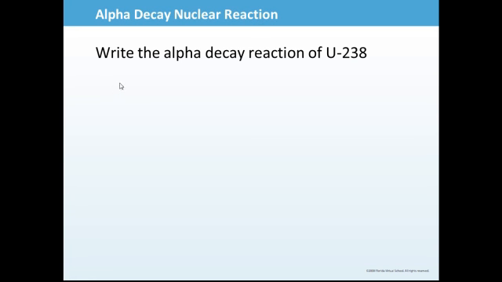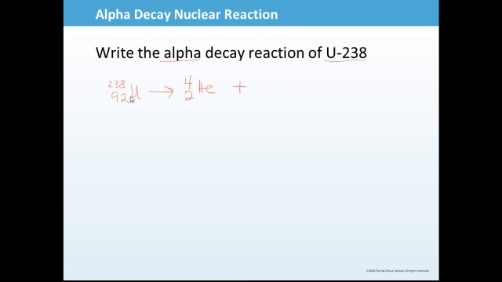Welcome back. We have the alpha decay of uranium-238. Uranium is U. 238 is the mass. Remember how we write our isotopic symbols. And then we look at our lovely periodic table and we see that uranium has an atomic number of 92. Since this is alpha decay, we know that the alpha particle is the helium nucleus. And remember how to calculate this final product.